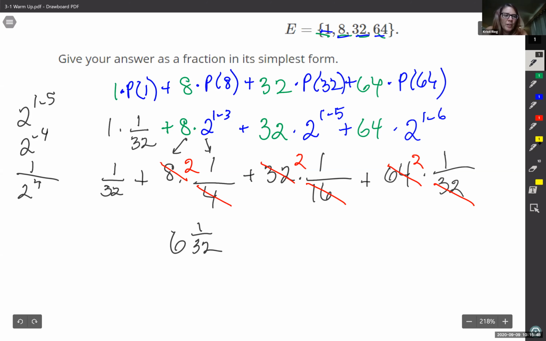It says to give your answer as a fraction in simplest form. So usually that means an improper fraction. I don't know if it would take 6 and 1/32, so I just like to use improper fractions. I don't know 6 times 32 off the top of my head, so I'm going to use my calculator. I got 192, so this becomes 193 because of that extra 1 on top over 32 as an improper fraction.